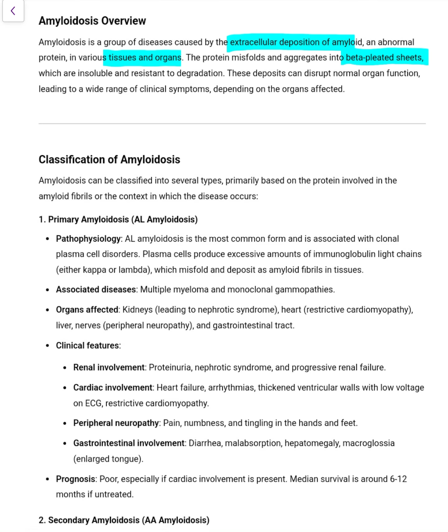Amyloidosis is nothing but extracellular deposition of amyloid proteins. Amyloid proteins are nothing but misfolded proteins. Now these misfolded proteins will aggregate in the tissues and organs, which will disrupt the architecture and the function of that organ.